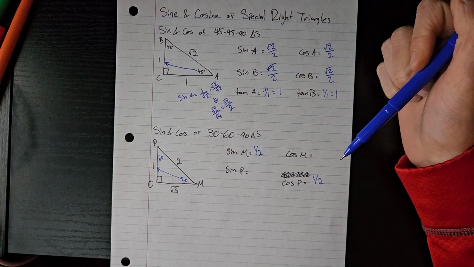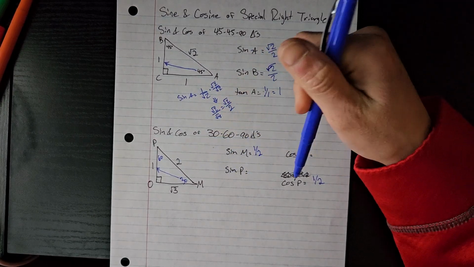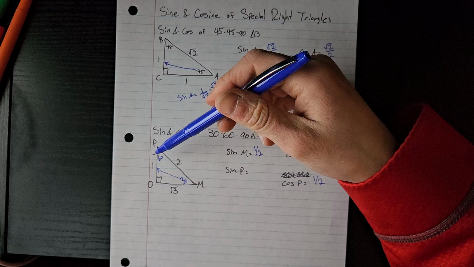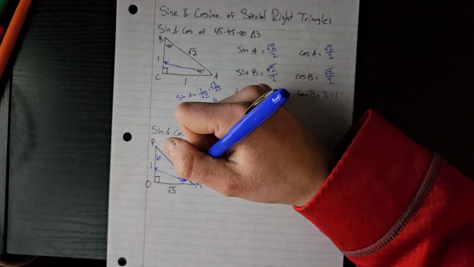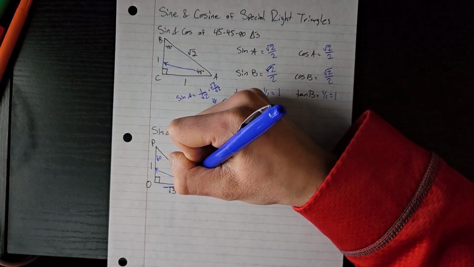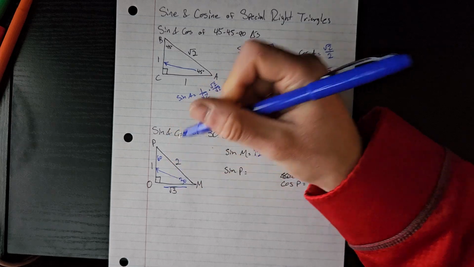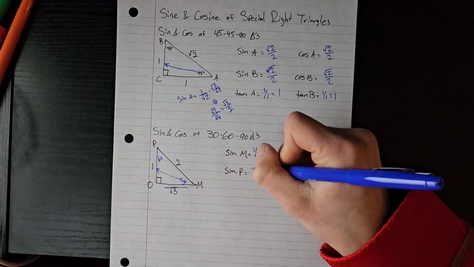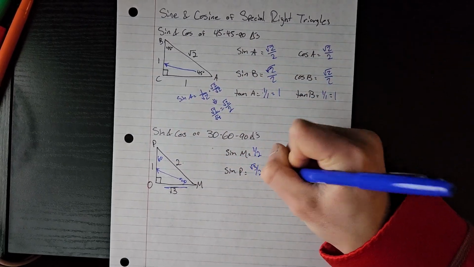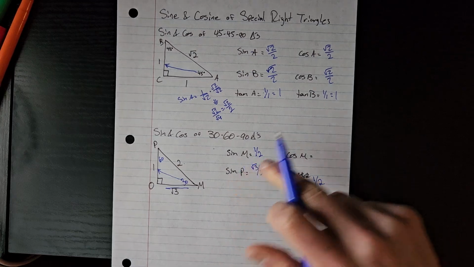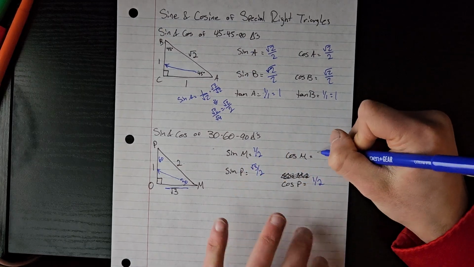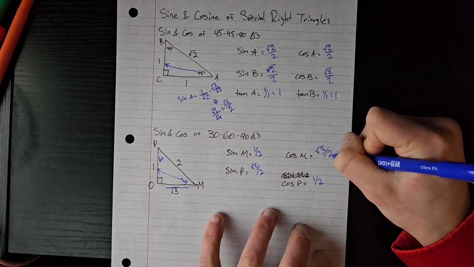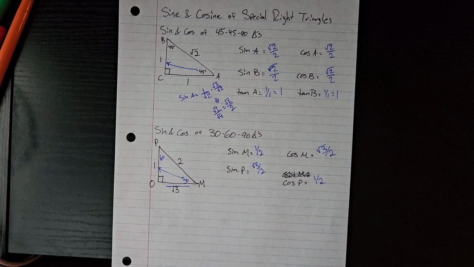Well, finding sine of p. I meant cosine of p. Finding sine of p now, I need to go to the adjacent side, which is square root of 3, and that will be over 2. Using the complement, sine of p is the same as cosine of m. This is also square root of 3 over 2. We can find the tangent of these, but it is not going to be necessary.